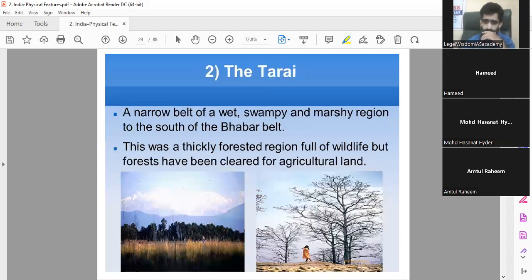What is the next one? A narrow belt of a wet, swampy and marshy region to the south of the Bhabar belt. This was a thick forested region full of wildlife, but forests have been cleared for agricultural land. You are clearing them daily for agricultural land. After that, which one is next?